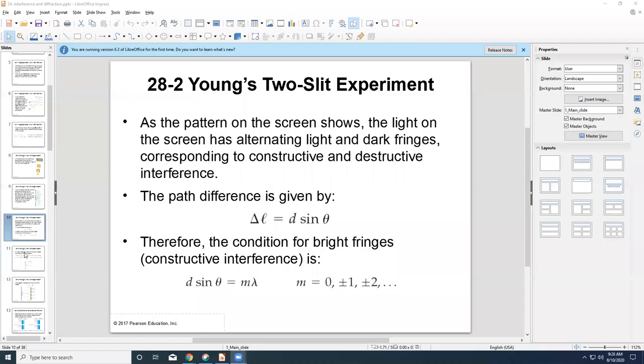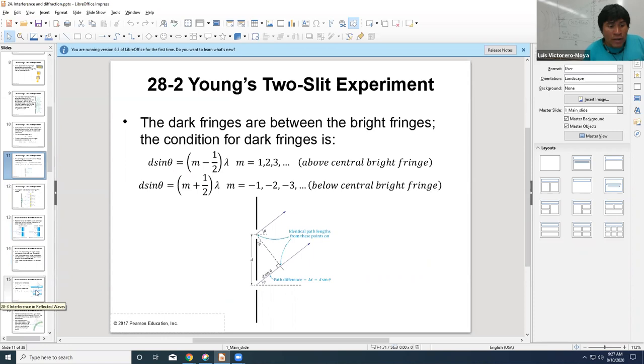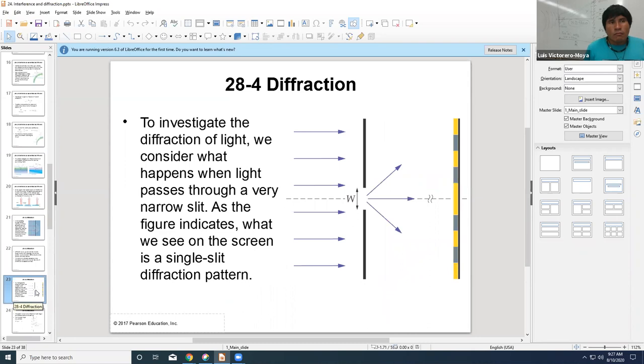Yes, sir, what is lambda? Lambda is the wavelength of light. Thank you. Lambda is the wavelength of light. So remember that it comes from electromagnetic waves, when we discussed light having a period, a frequency, a speed, it also has a wavelength, the distance between the crests.